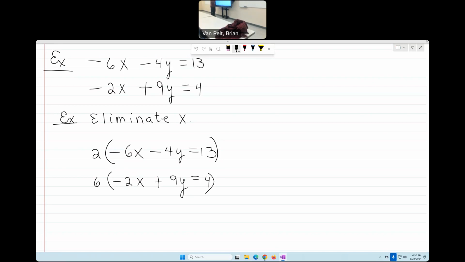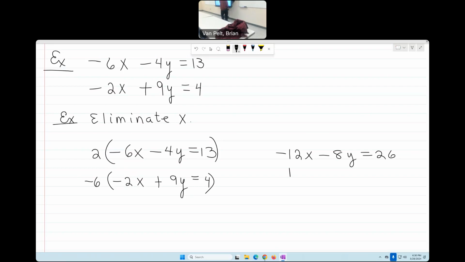What actually works is the lowest common multiple. Anyways, this is the way that would be the real straightforward. But if I do it this way, one of these has got to be negative, so I'll go ahead and make this second one negative. And so when I write my equations out, I get negative 12x minus 8y equals 26.